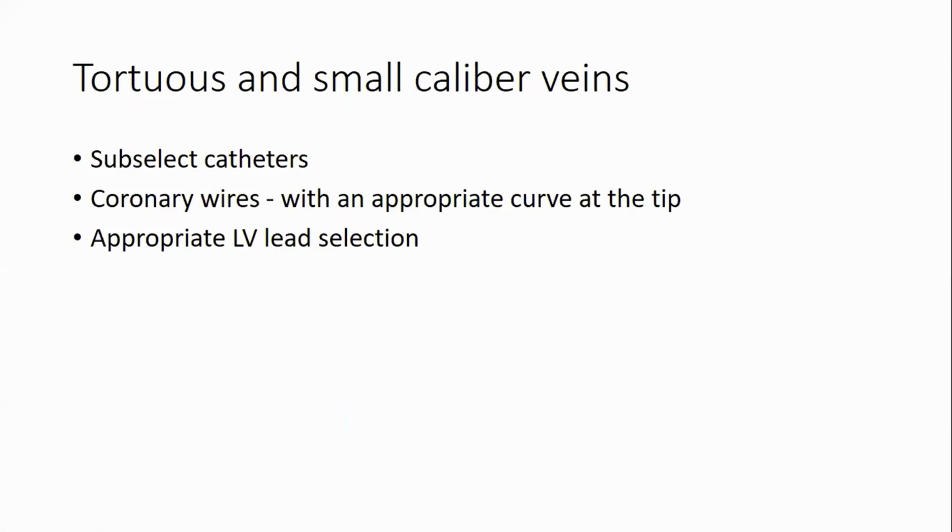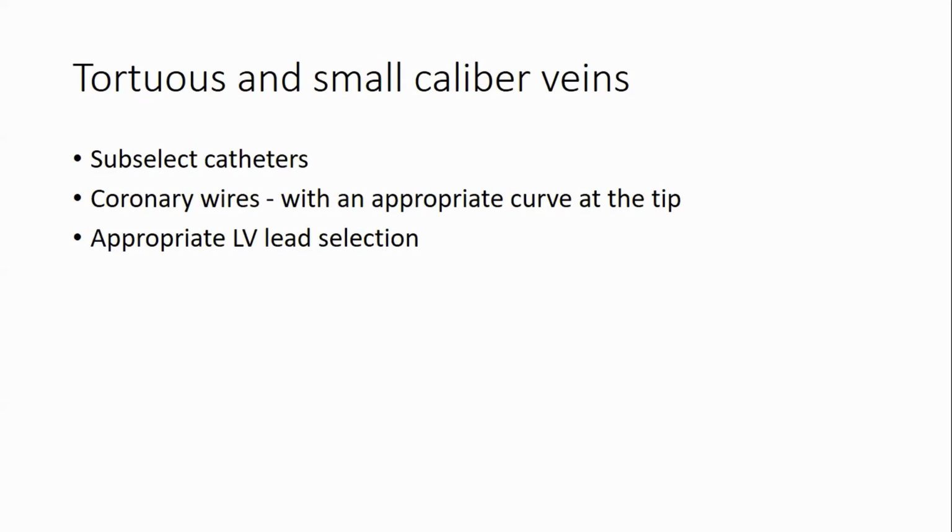And then finally, you can occasionally encounter tortuous veins and very small caliber veins. Sometimes you can have a very acute or very angulated takeoff of one of the side branches, and just advancing your coronary wire might not be enough. So that's where, I'm sorry I've been talking about subselect tools, but usually they save you, and you end up completing a case which you otherwise would not have completed.